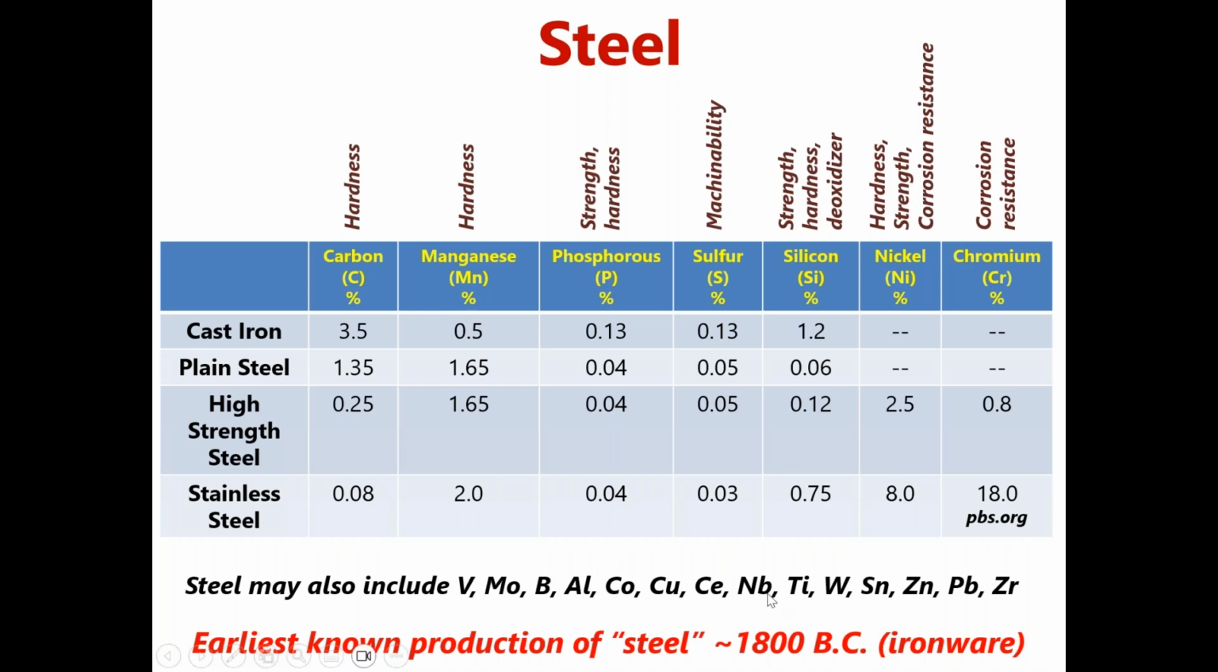Just from an interesting historical note, the first production of steel, quote unquote, in a loose sense of the word, was about 1800 BC when some ironware was discovered, had been made.